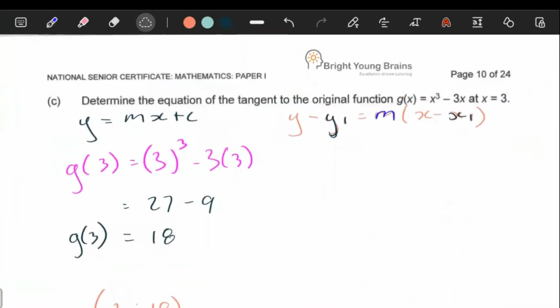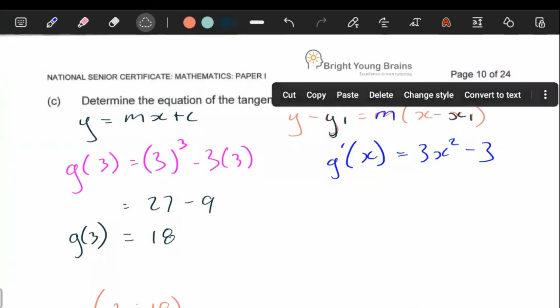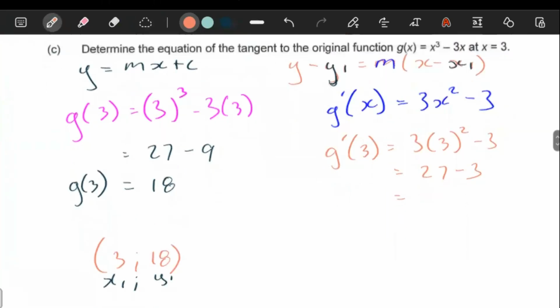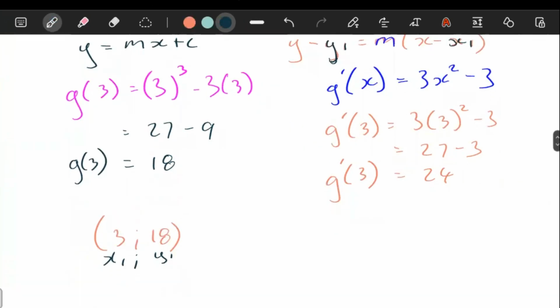What are we going to do with this first derivative? We're going to make our x value a 3. This is 3 times the 3 squared, minus 3. 3 squared is 9, 9 times 3 is 27, and 27 minus 3 is 24. This is your gradient where x is 3. So we have our gradient, m equal to 24.